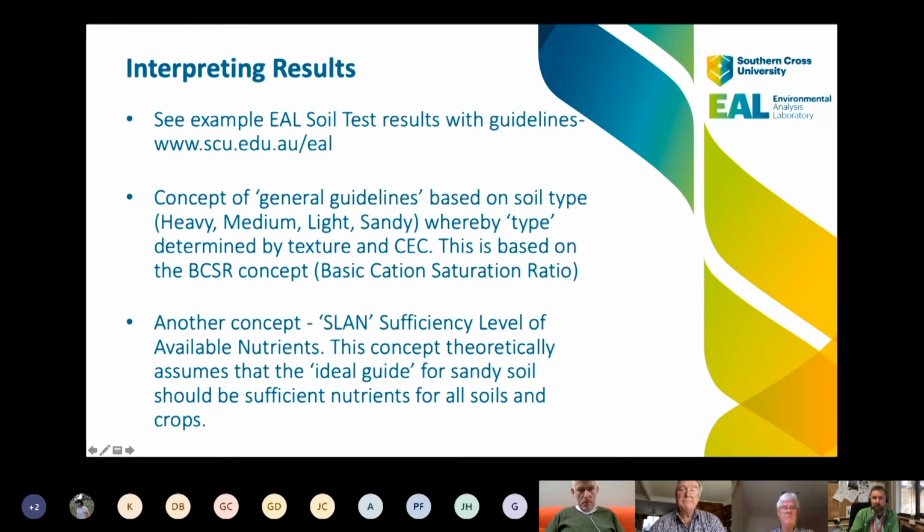So I've mentioned this interpretation and the guidelines that Dean will send around shortly. The concept of these are general guidelines based on soil type: heavy, medium, light, and sandy, where type is determined by texture and cation exchange capacity. I'll go through with more explanation there. So your cation exchange capacity effectively determines whether it's a sandy soil, a light, a medium, or a heavy. And this is based on a basic cation saturation ratio concept.